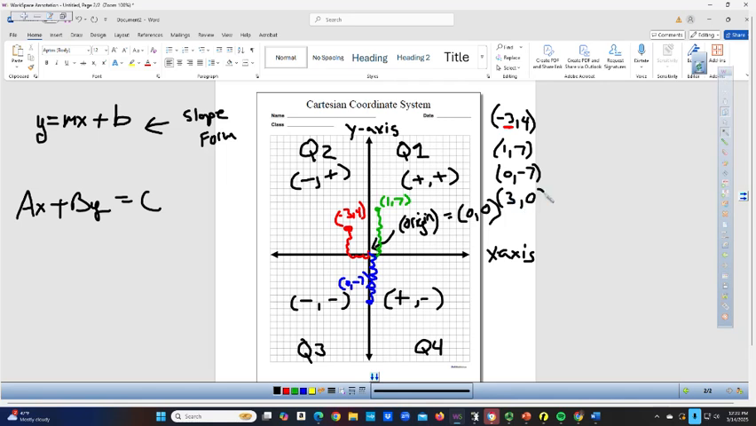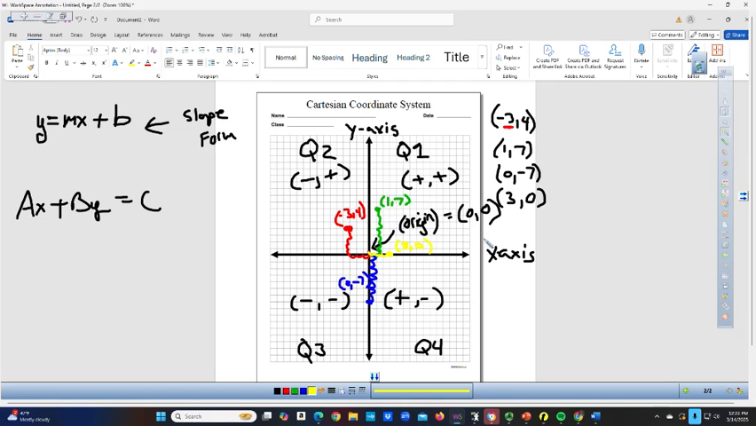If we were plotting the point 3, 0, again, we start at the origin. It's telling me to move to the right 3 because it's positive: 1, 2, 3. My y value is 0, so I'm not moving. Therefore, my point is going to be right there, 3, 0.